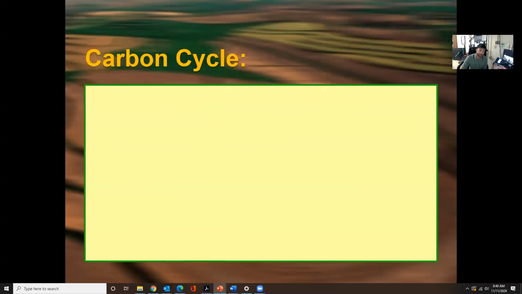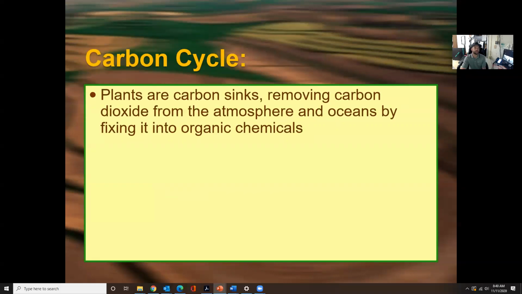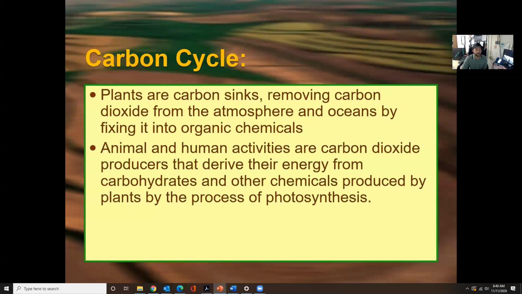So the carbon cycle: plants are carbon sinks, removing carbon dioxide from the atmosphere and oceans by fixing it into organic chemicals. Animal and human activities are carbon dioxide producers that derive their energy from carbohydrates and other chemicals produced by plants by the process of photosynthesis. So this is coming back and working itself out, just kind of like the circle of life, where we're producing carbon dioxide, the plants are taking it in, transforming that into oxygen, and then giving it right back to us.